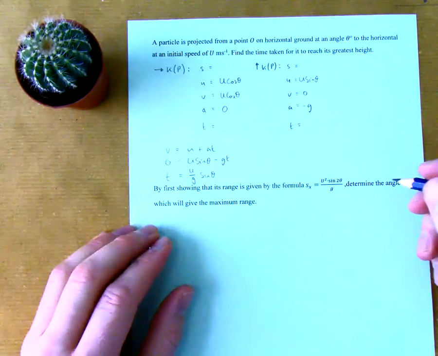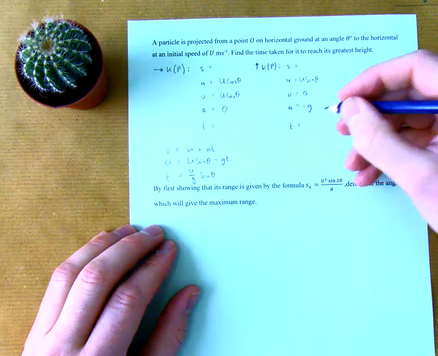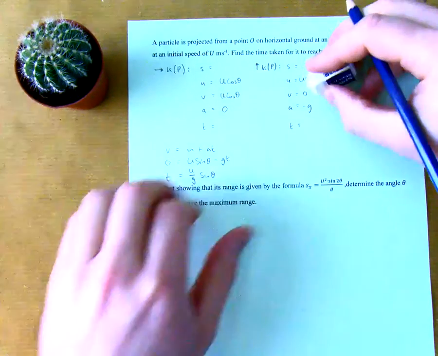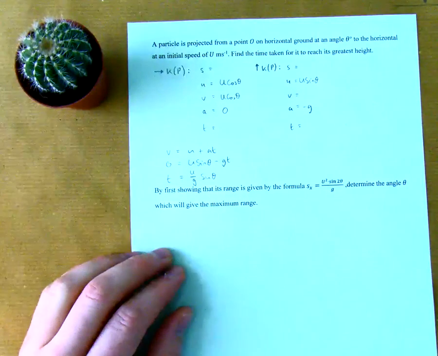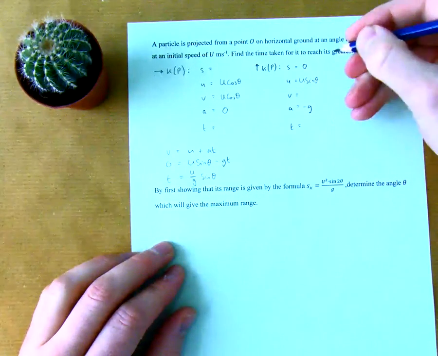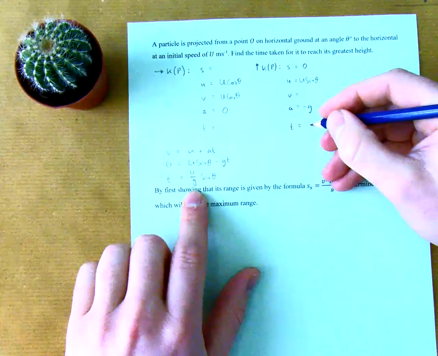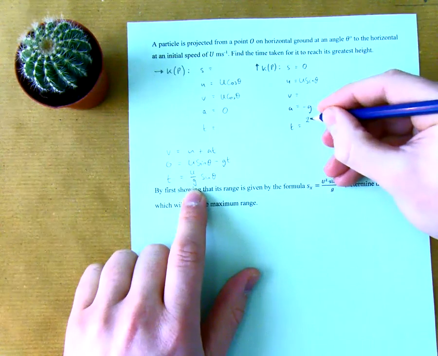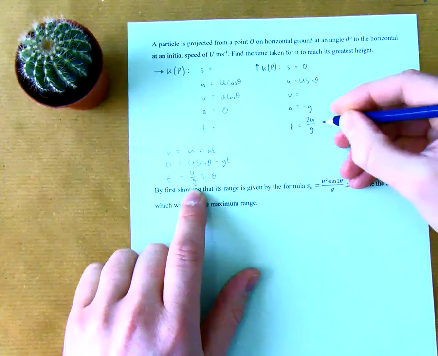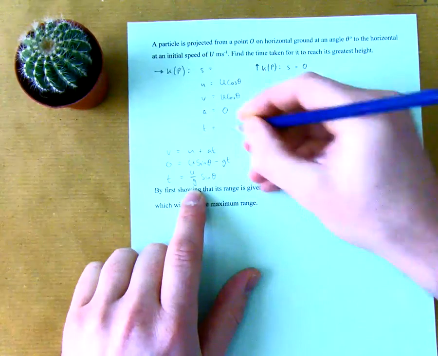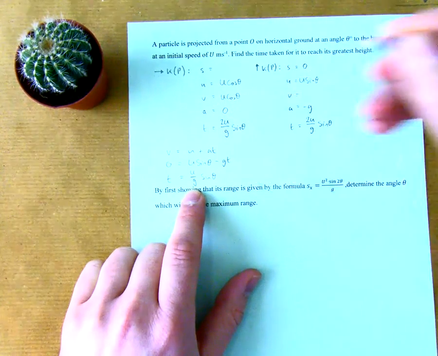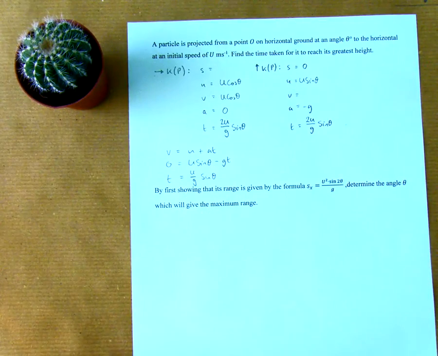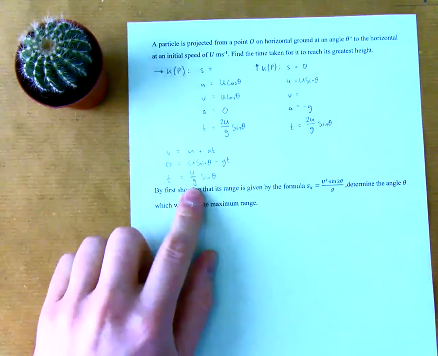So I can now do the whole question. I'm not going to have V equals 0 anymore. I'm going to have S equals 0, and I already know that T is just going to be 2 lots of this, so it's going to be 2U over g sine theta. So let's write that in as 2U over g sine theta. And we just know that from symmetry.